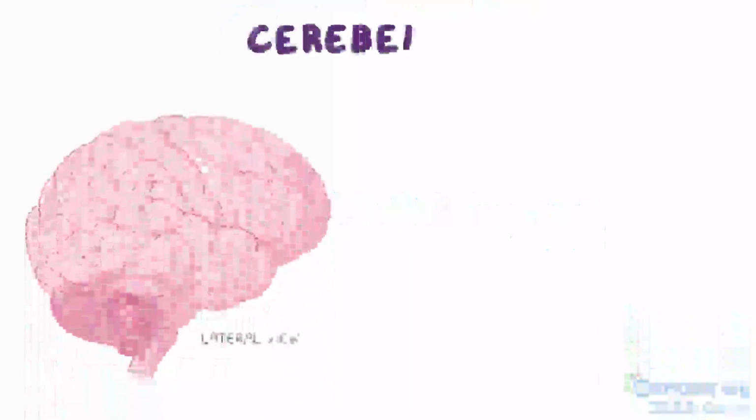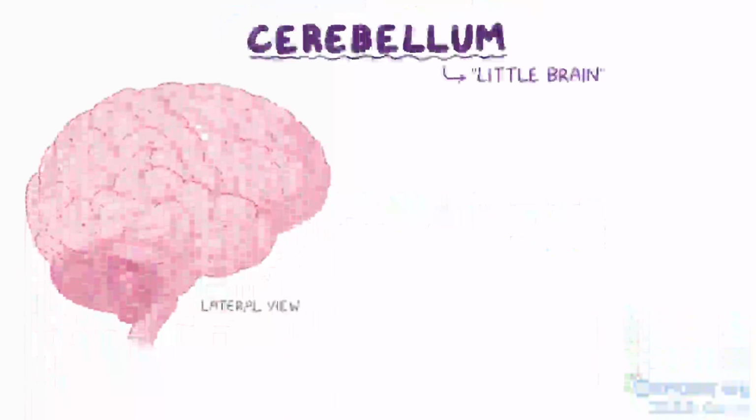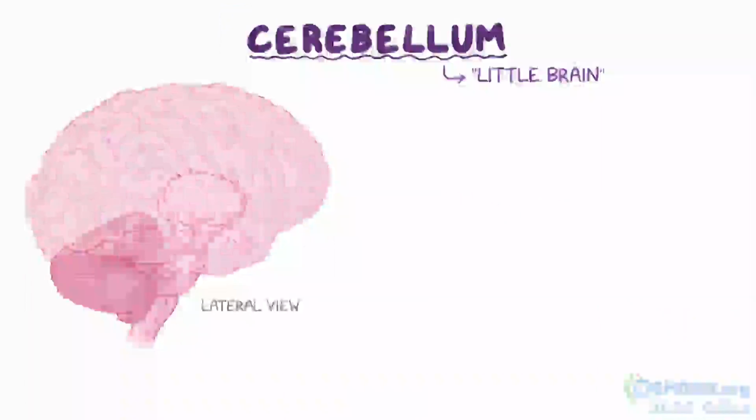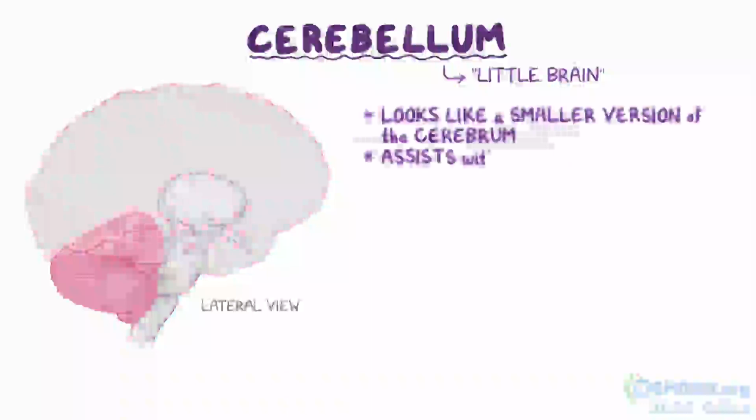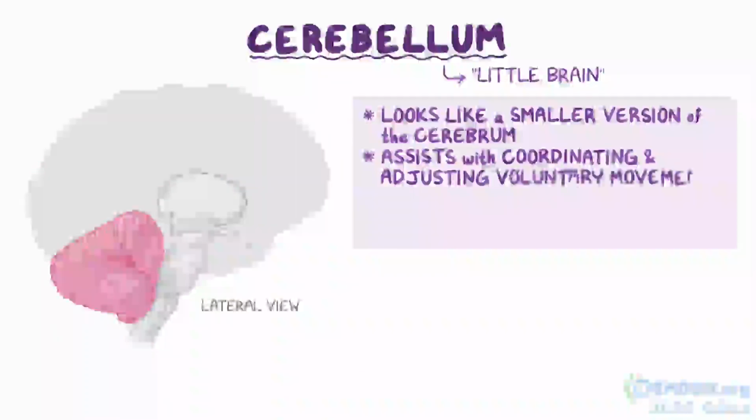The word cerebellum translates to little brain. Not because it's the brain of a tiny animal or baby, but rather because the cerebellum looks like a smaller version of the human cerebrum. Very simply, the cerebellum assists with coordinating and adjusting voluntary movement.